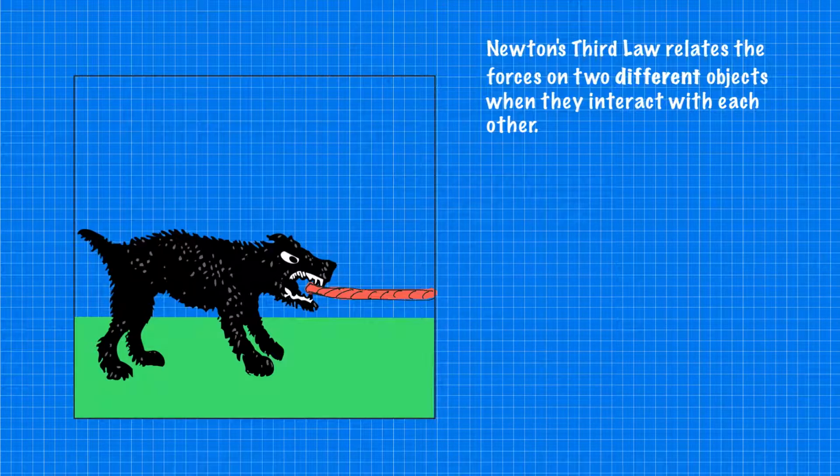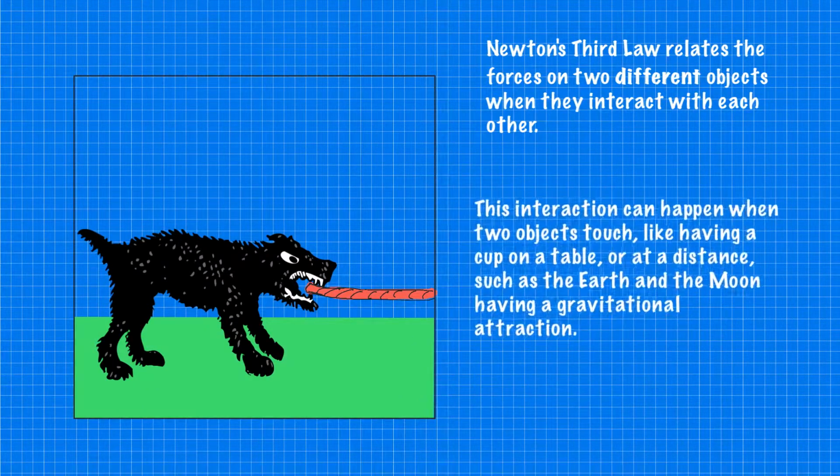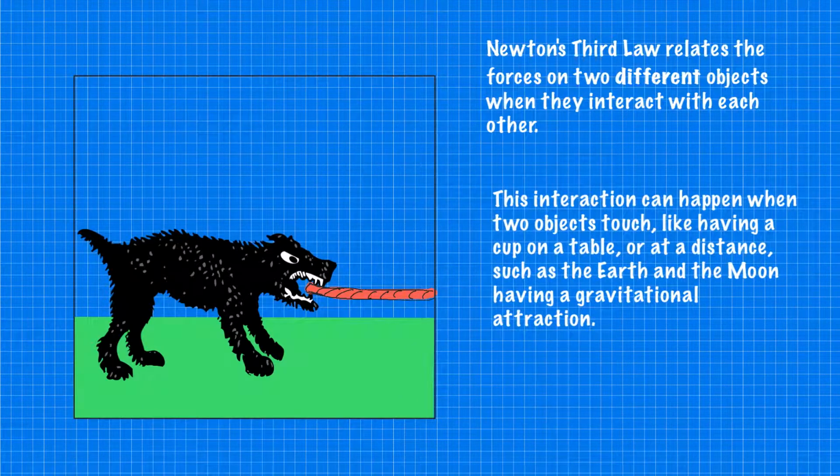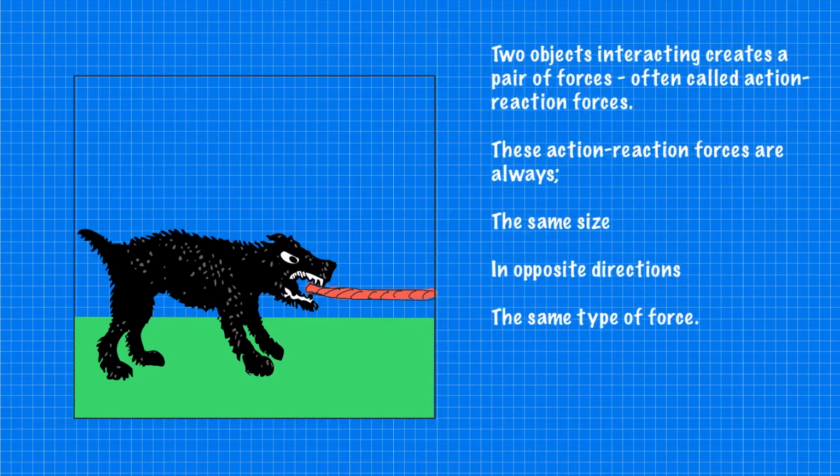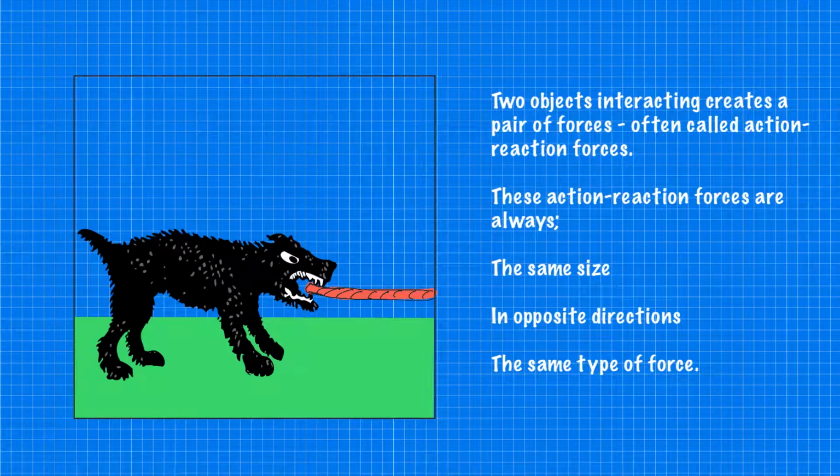Now this interaction can happen when two objects touch, like having a cup on a table, or it can happen at a distance, like the gravitational attraction between the Earth and the Moon. And Newton said when two objects interact, there's always a pair of forces involved, and these are often called action-reaction forces or action-reaction pairs. And he had some rules that governed these forces.